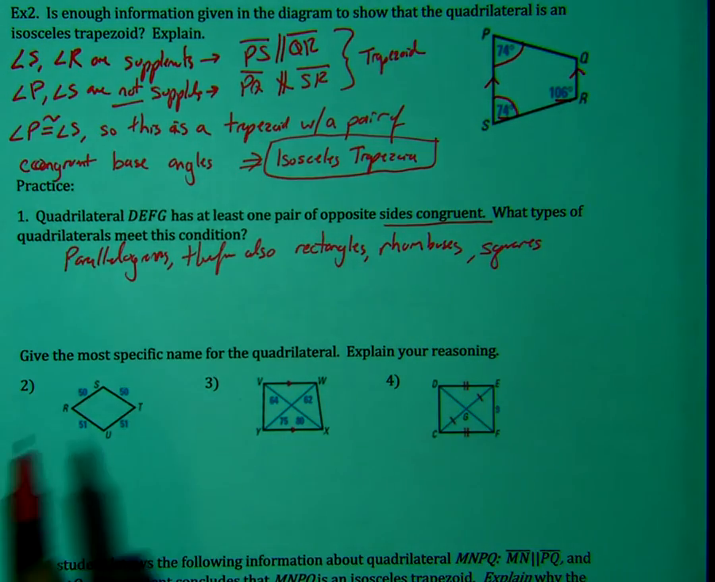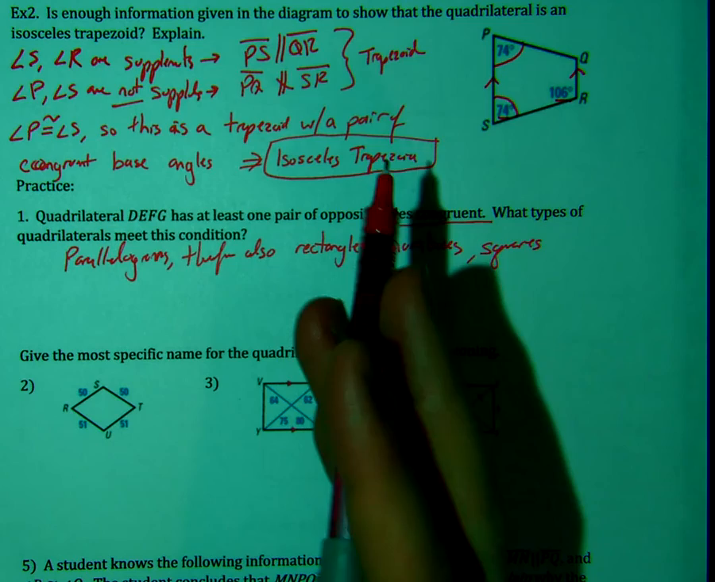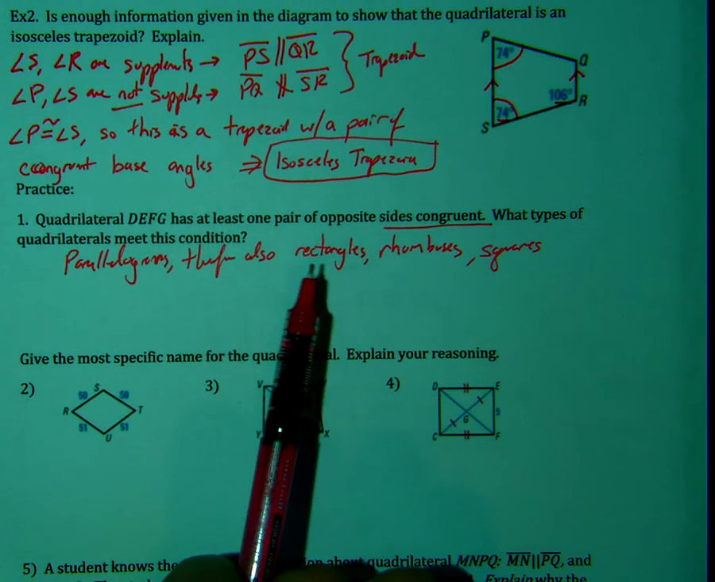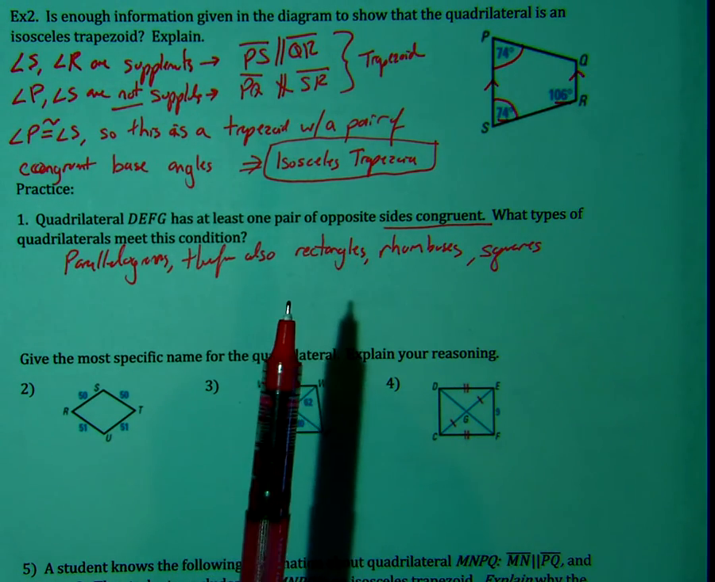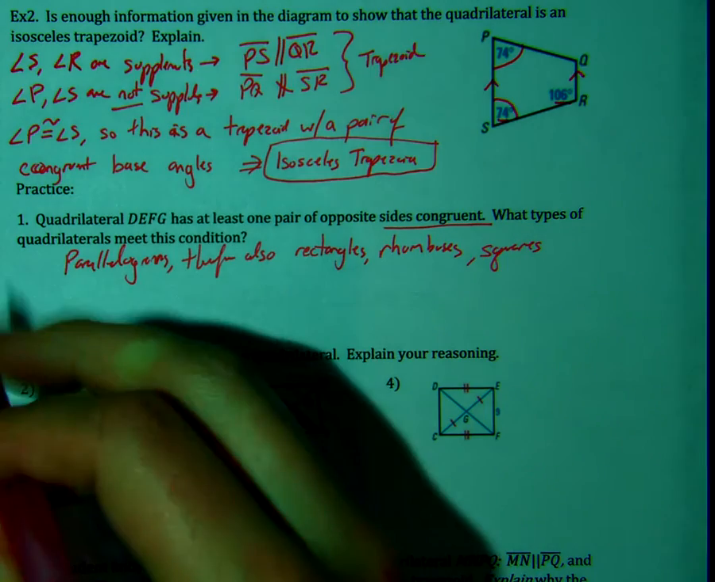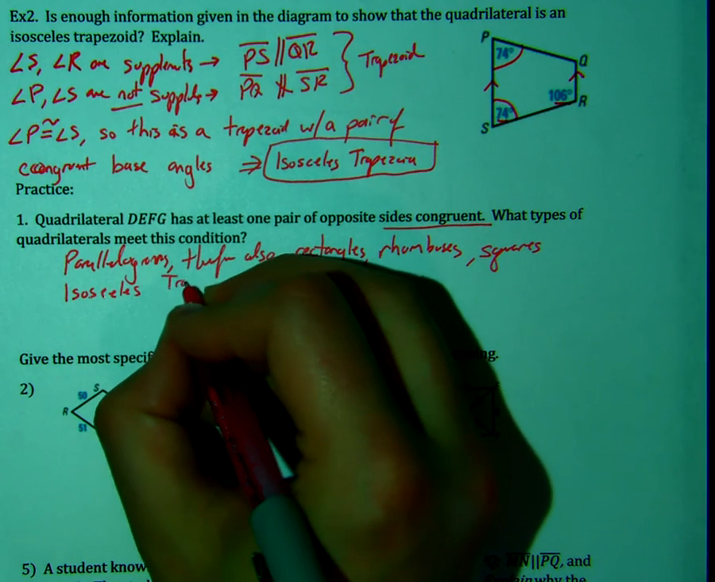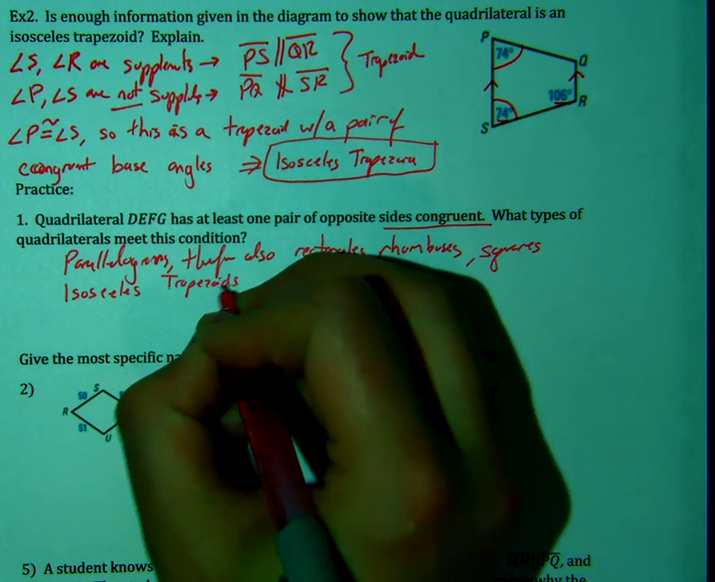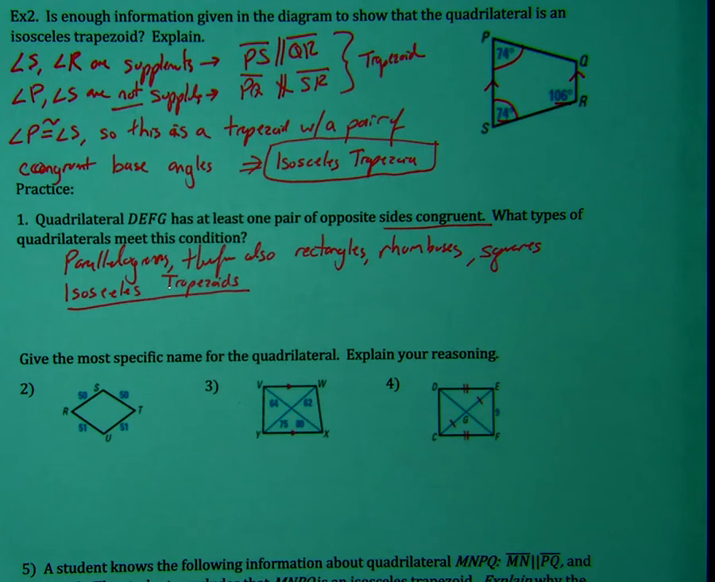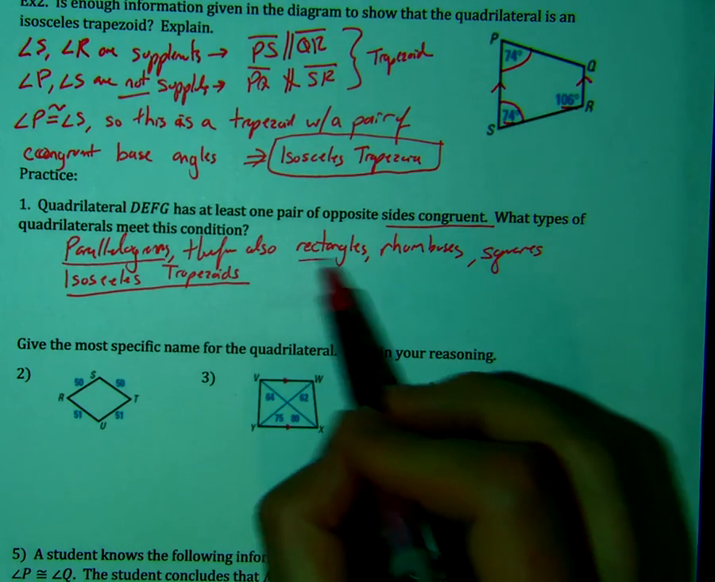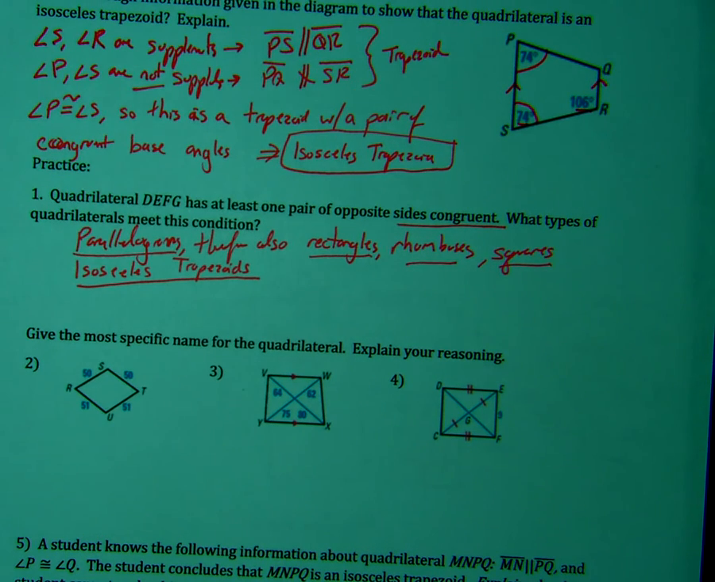Okay, and then if you look at your flow chart, you kind of go left to right. Trapezoids have one pair of opposite sides that are parallel, not necessarily congruent, but isosceles trapezoids have one pair of opposite sides that are parallel and the other pair of opposite sides are congruent. So we have parallelograms, rectangles, rhombuses, squares, not kites. Kites have adjacent sides that are congruent.